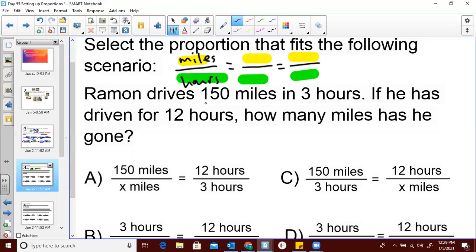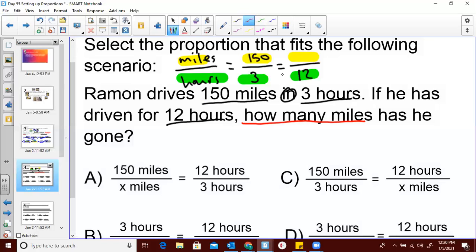All right, so Ramon drives 150 miles in 3 hours. If he's driven for 12 hours, so that's another given, so we know that's going to be in our proportion. 12 hours. How many miles has he gone? How many miles?